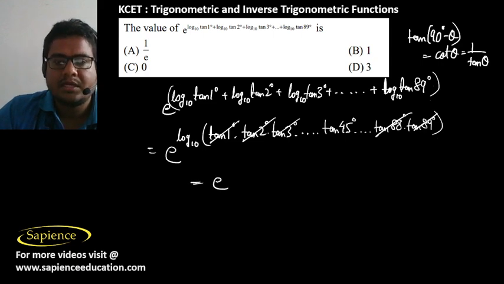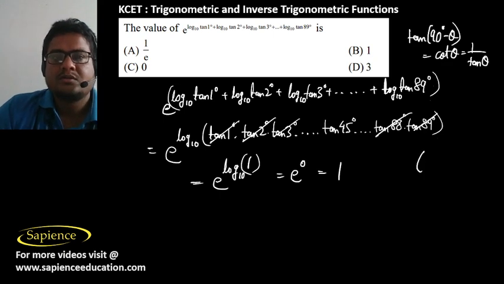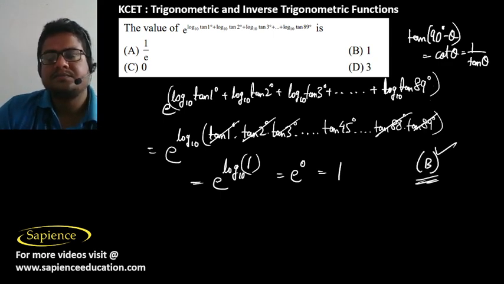So this will be e to the power log base 10 of 1. Now log base 10 of 1 is 0, so it is e power 0, which is equal to 1. So it means option B is the correct answer.